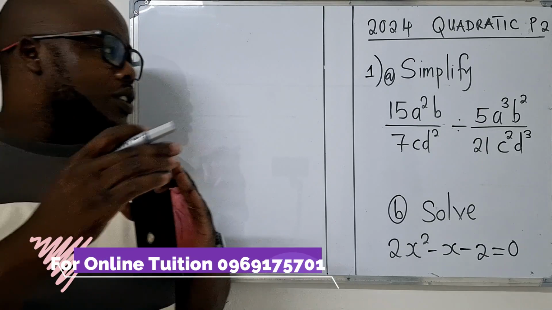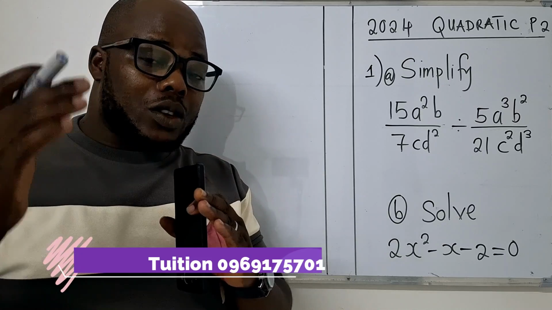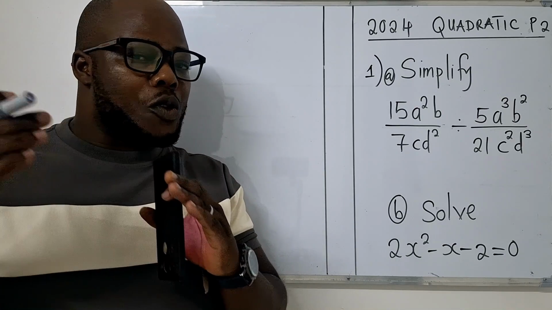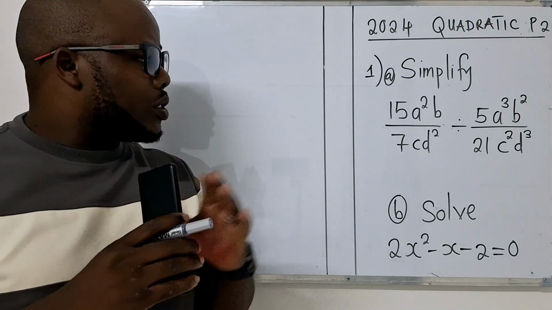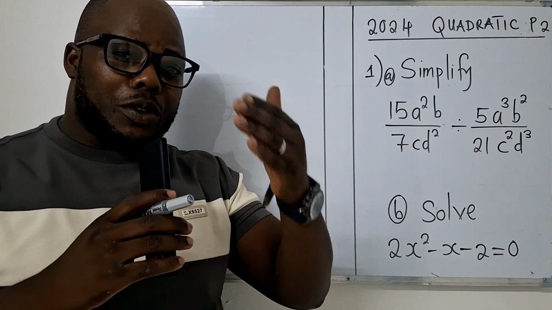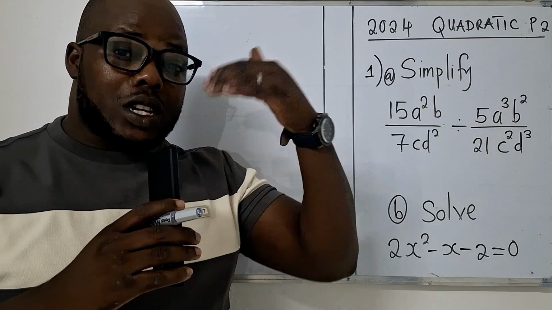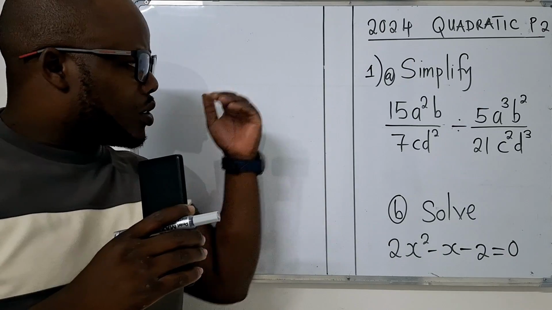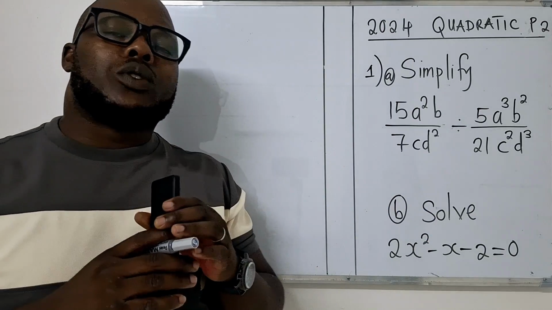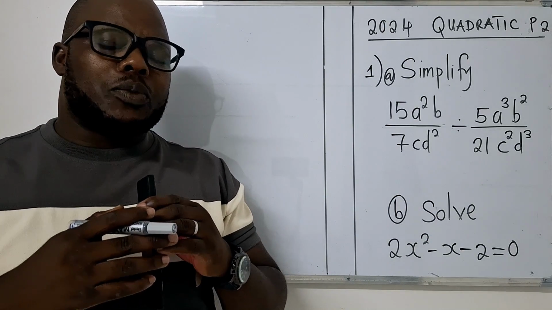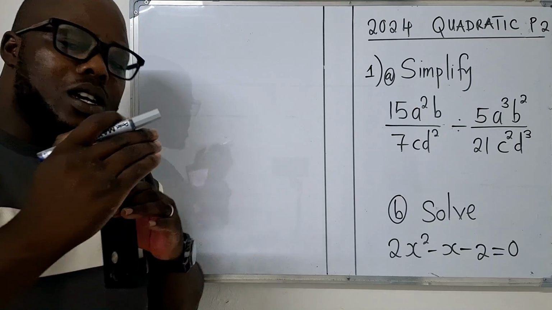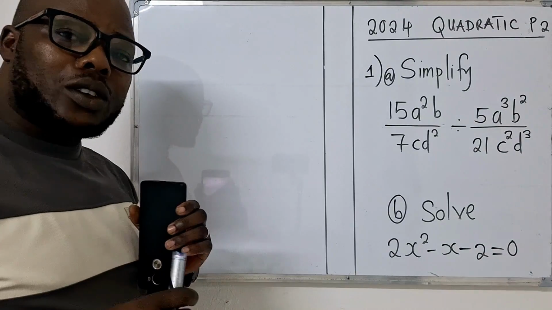All right, I've got this question. This is question 1 from 2024 internal. So question 1a, we're going to simplify. We've got this expression right here, which we need to simplify. And for question 1b, we need to solve the quadratic equation. Okay, so come with me right here. Let's work out these two questions.